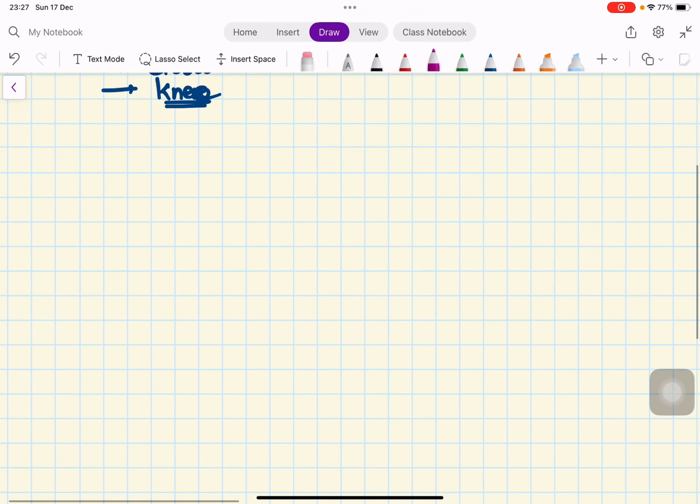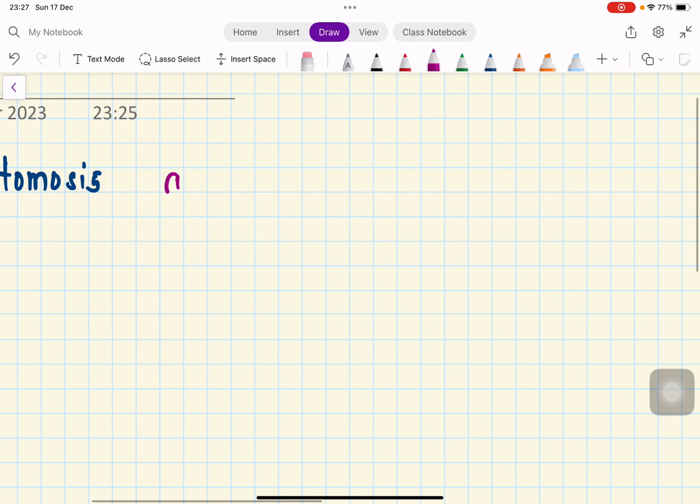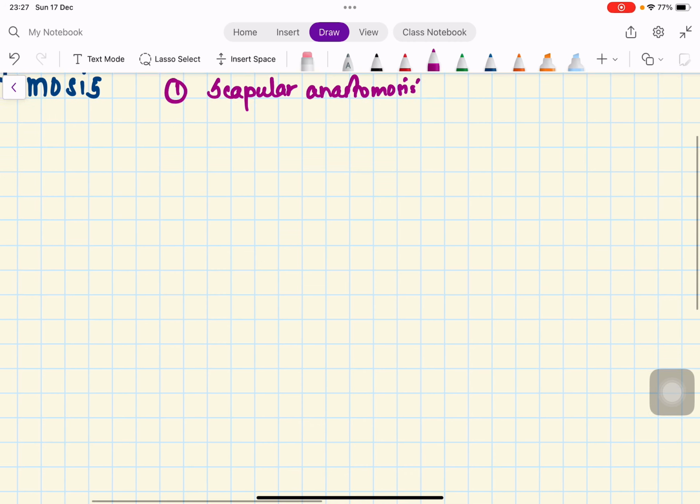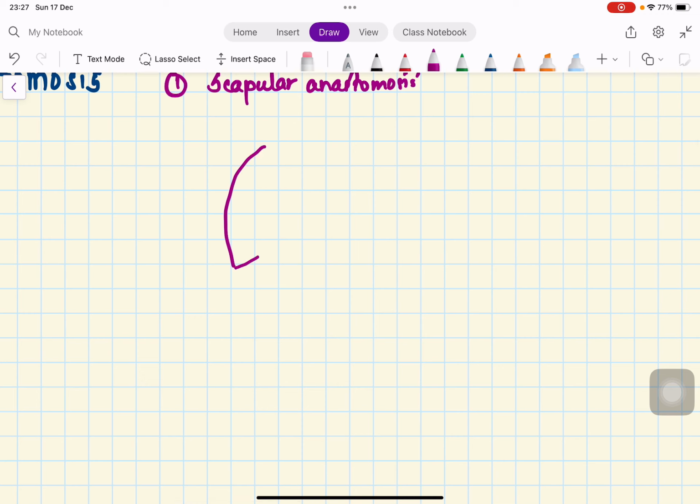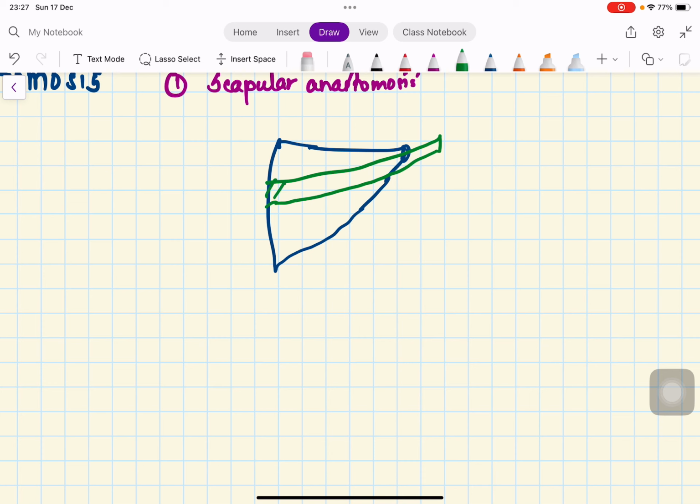First of all, let's talk about the scapular anastomosis. Let's make this my scapula, okay, which is not perfect, but if this is my scapula, this is the acromion process and this one is the spine of the scapula.